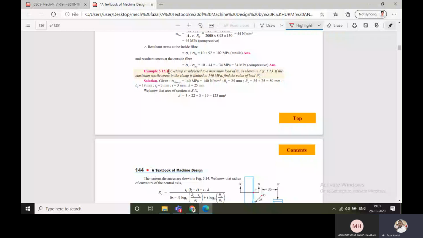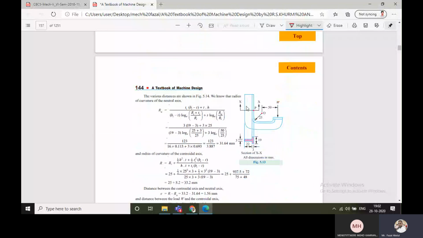Here is a clamp C. The C means the shape is C, okay, is subjected to a maximum load of W, which we don't know, as shown in the figure. If the maximum tensile stress in the clamp is limited to 140 megapascal, means the permissible tensile stress is given as 140 megapascal, find the value of W. So in such a type of question, W we need to calculate. The question is given in the diagram like this.